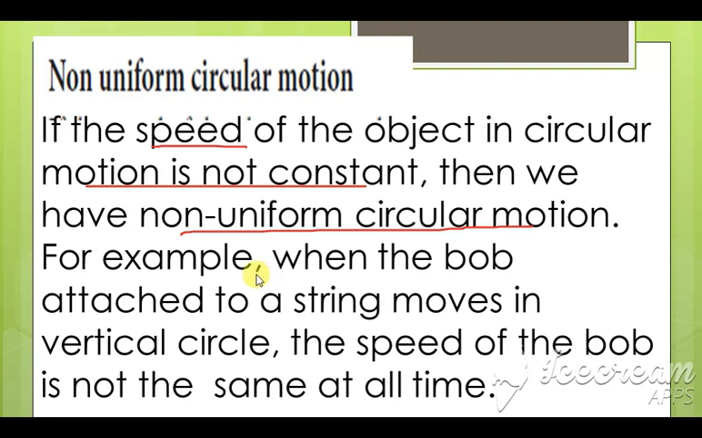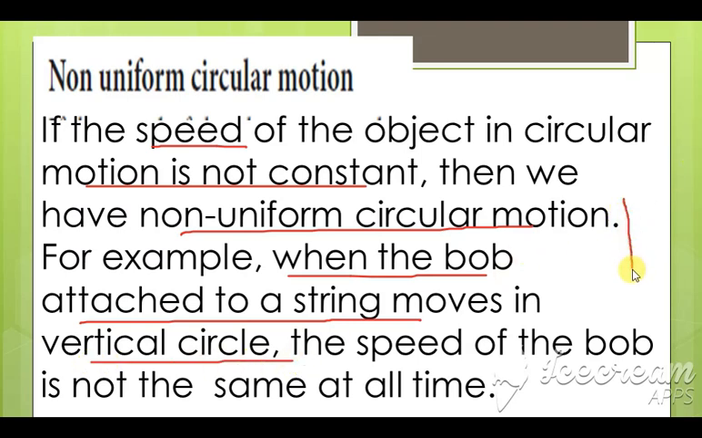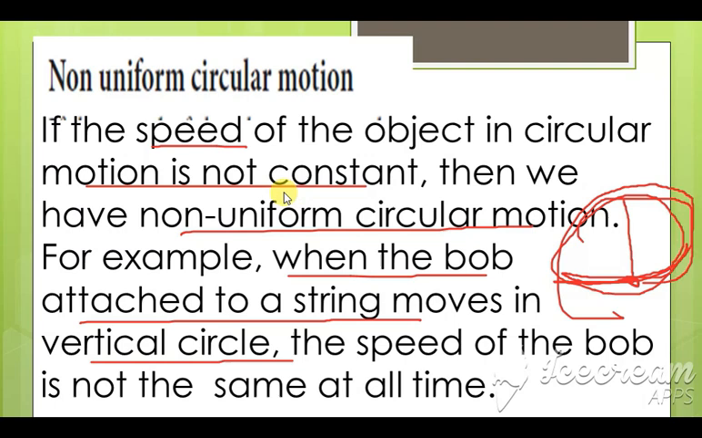You can take as an example a bob attached to a string moving in a vertical circle. Here we are considering a string, and this is a bob, attached to the string, which is moving in the vertical circle. If it is moving in a circular path, when it is moving upward it moves slowly, and when it is moving down it comes fast. So what is not constant is the speed. When the speed is not constant, that is called non-uniform circular motion.